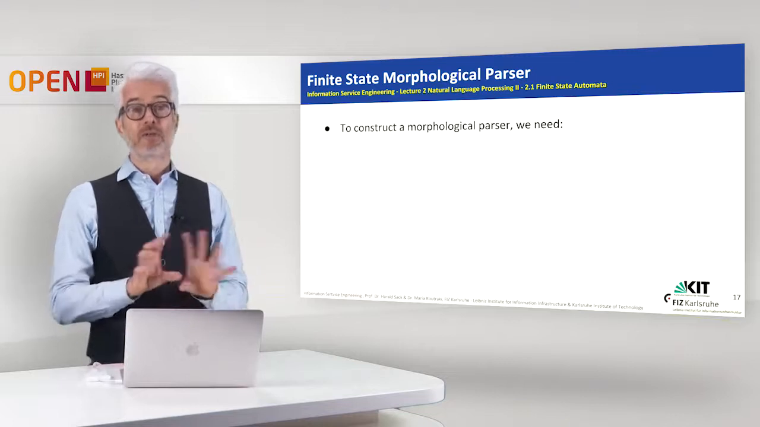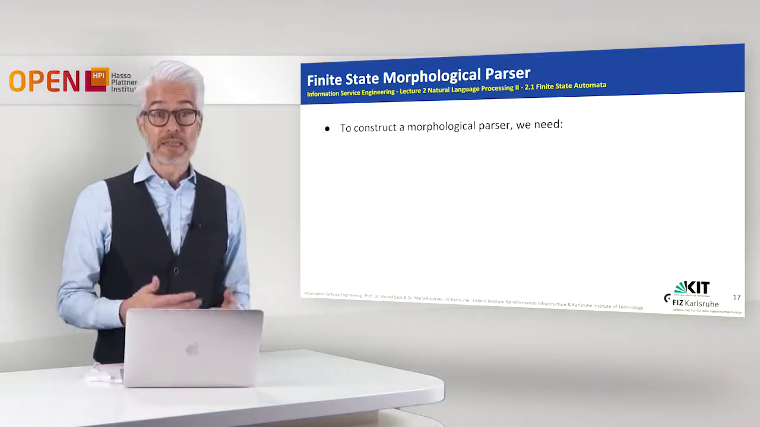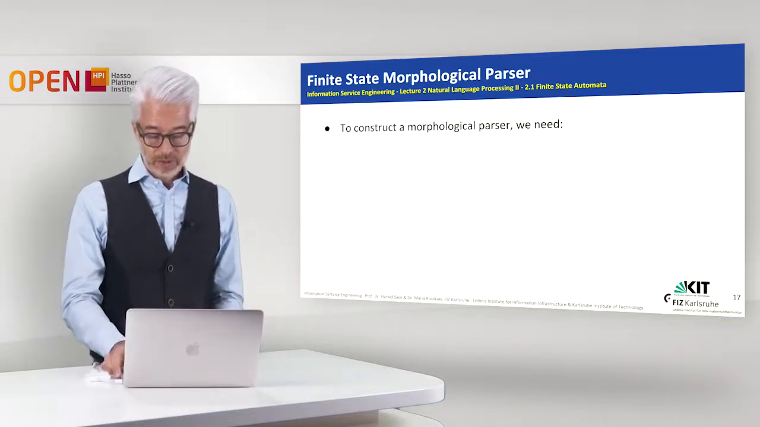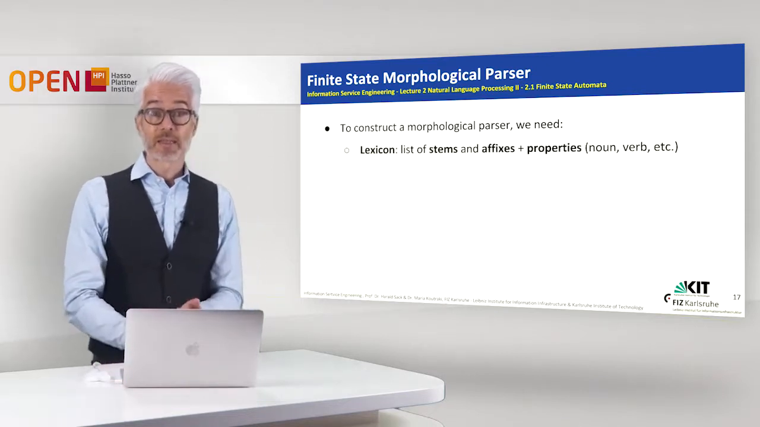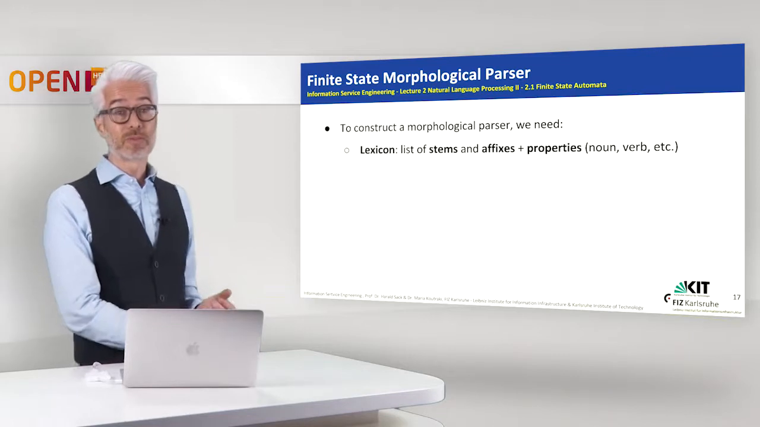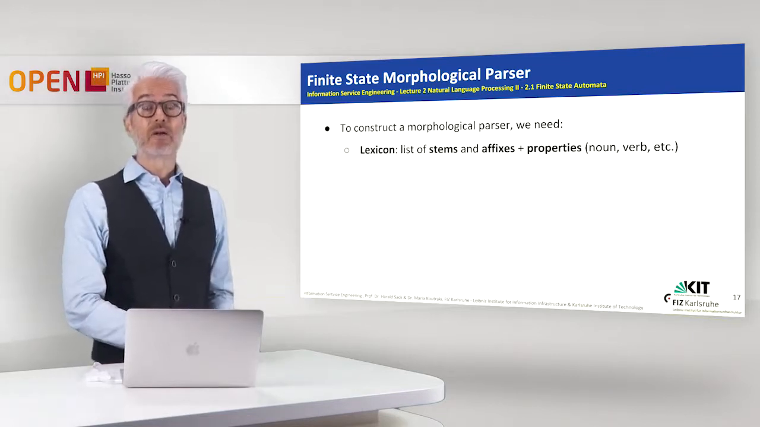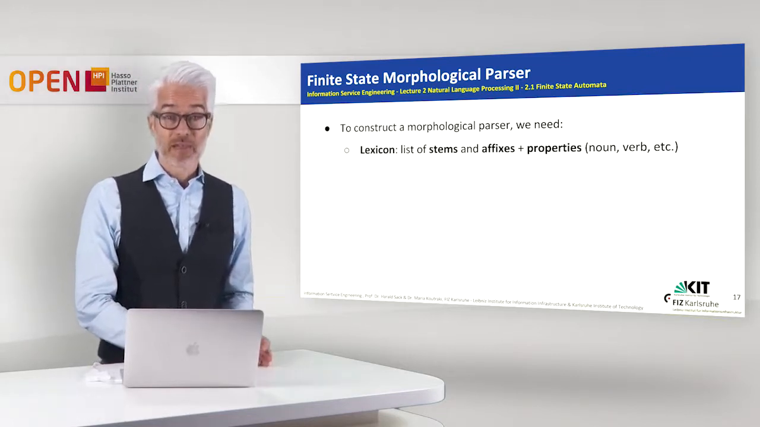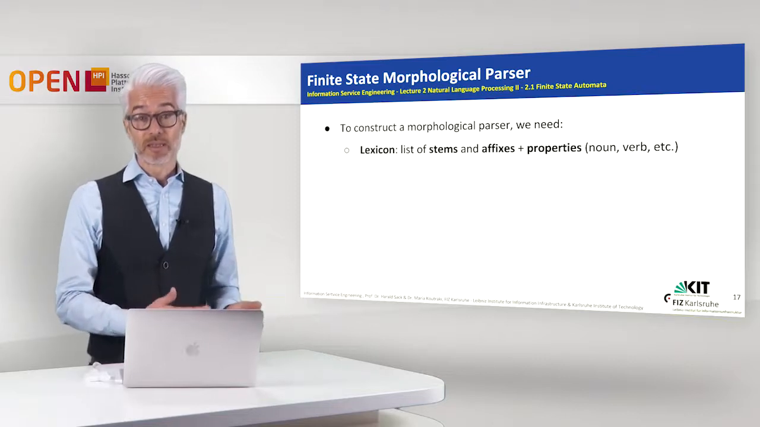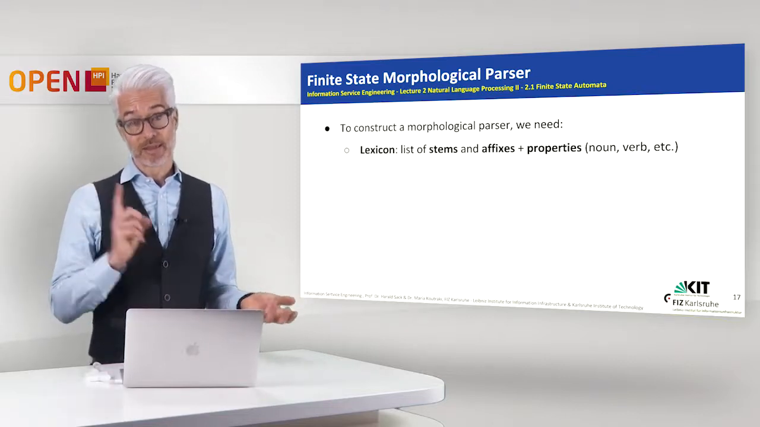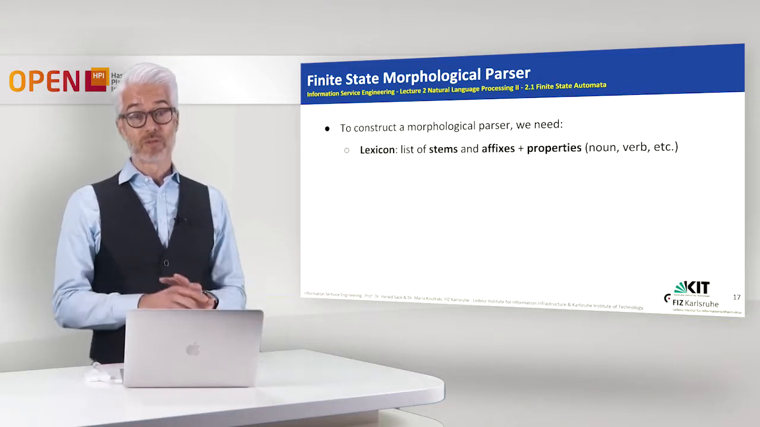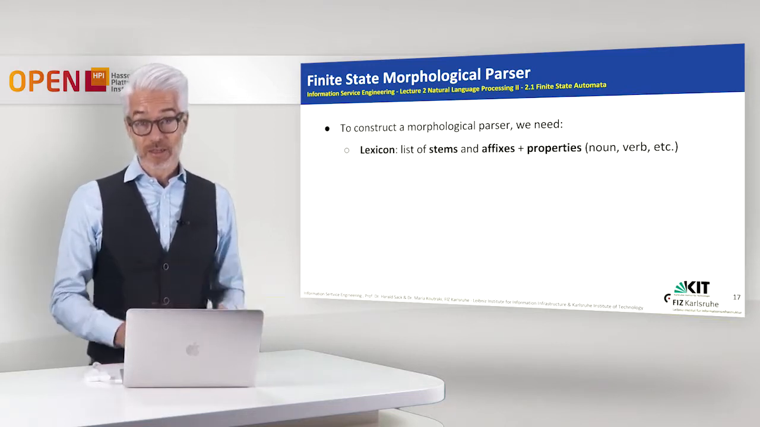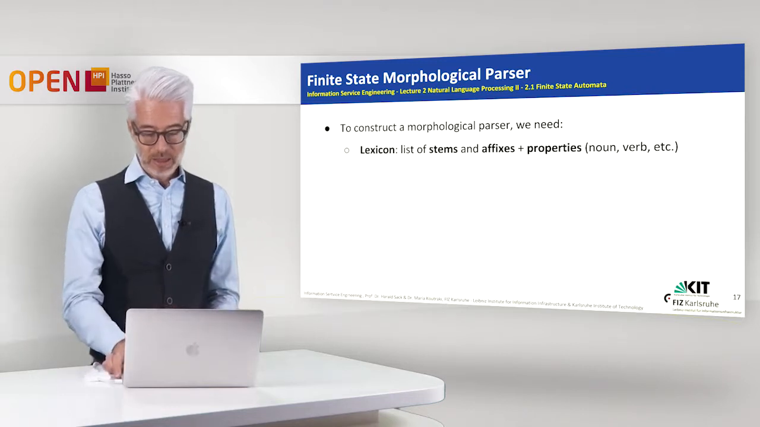So first of all, let's talk about what we need to construct a morphological parser. First of all, we need something like a lexicon, where we have the list of all possible word stems and all possible affixes. And of course, we need to have some properties of the words. We need to know whether this is a noun, whether this is a verb, and so on, because we want to morphologically analyze or deconstruct the word that we encounter.